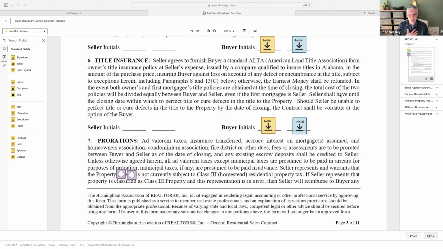I, on my listings, always order preliminary title as soon as it's listed, just so that I know up front if there's any issues there we need to clear up. But not everybody does that. So it's important pretty quickly, once you've gone to contract, or maybe even before you go to contract, ask the agent, hey, have you ordered preliminary title? Is everything clean there? Ask for a copy of the title.